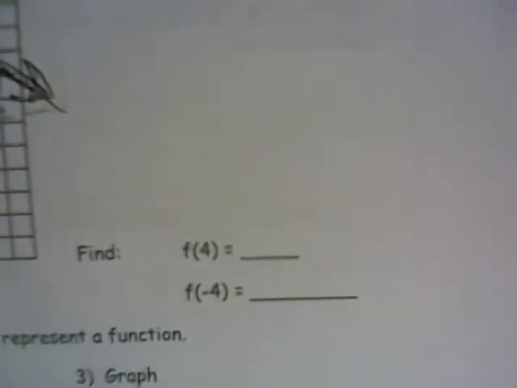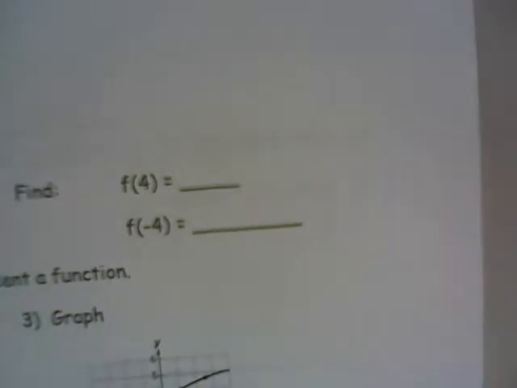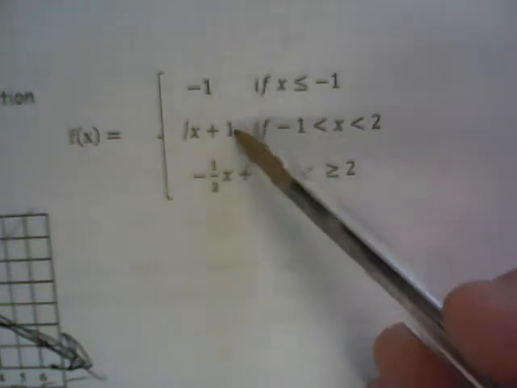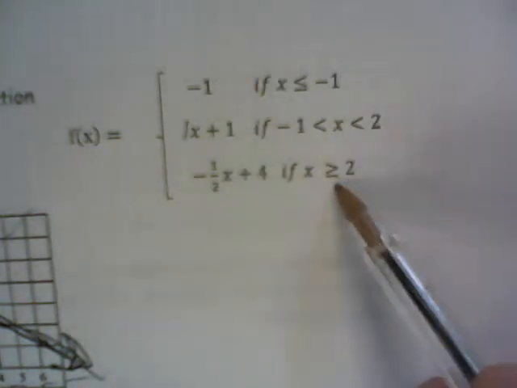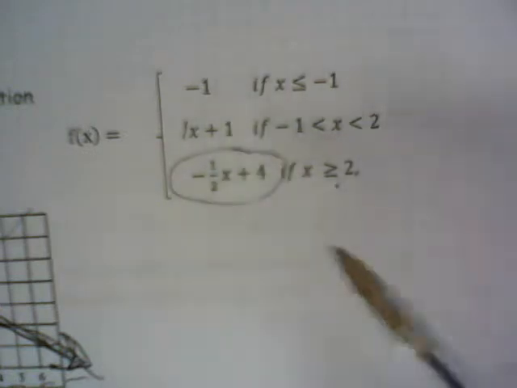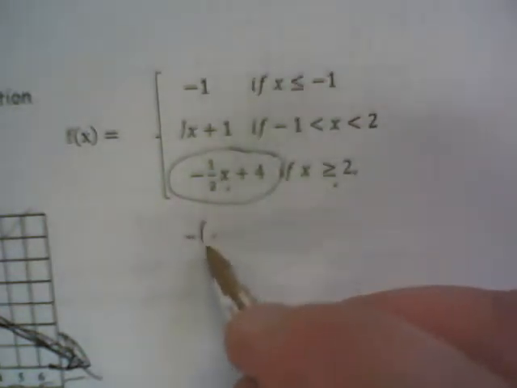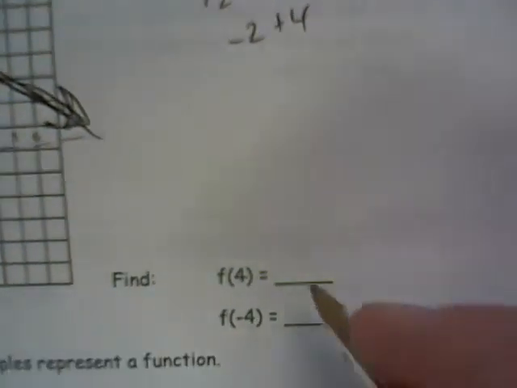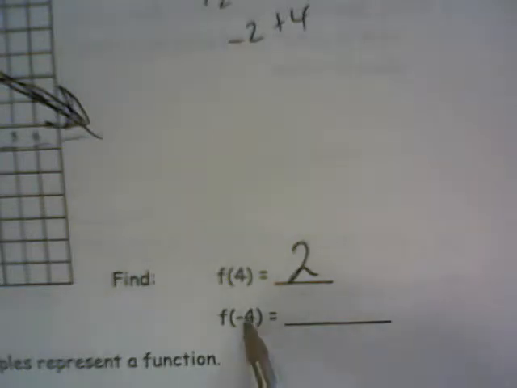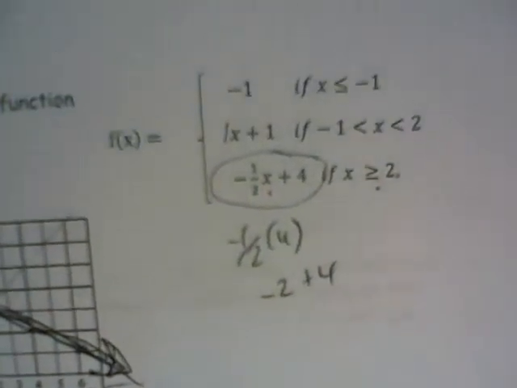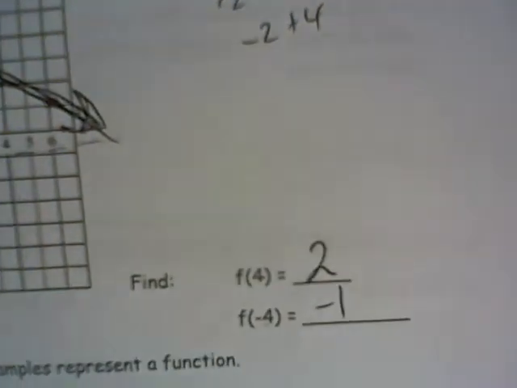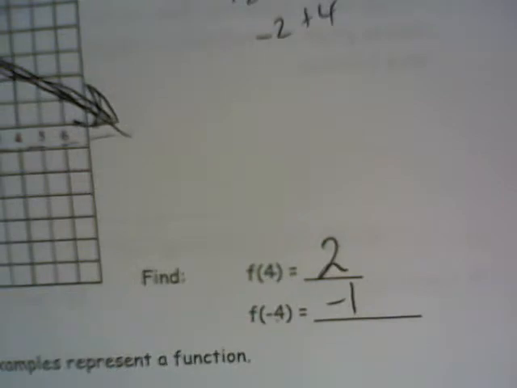The second part of this, now we can maybe see this a little bit better. The second part of this is f of 4 and f of -4. Well, that means the input value is 4. If the input value is 4, that means I'm greater than or equal to 2, which means I'm going to use this function, and I'm going to plug in 4. -1/2 times 4 is -2, plus 4 is simply 2. If f is -4, that means the input value is -4, which is less than or equal to -1, which means I'm at -1. And each of those are worth a point.